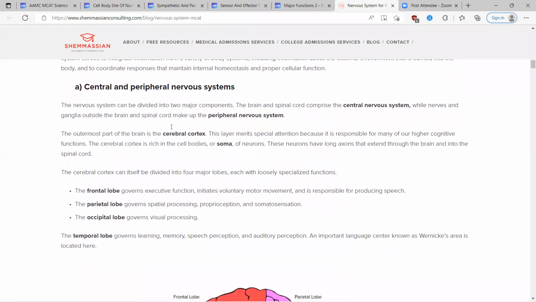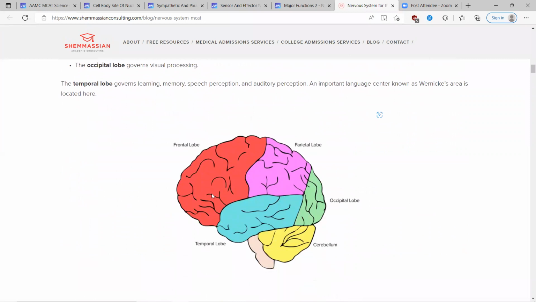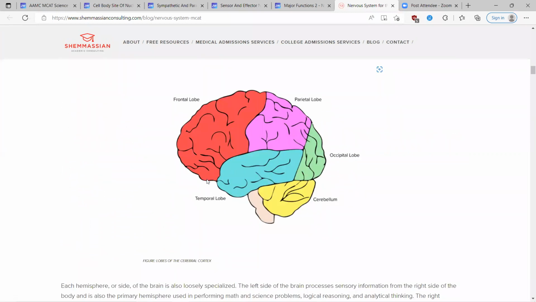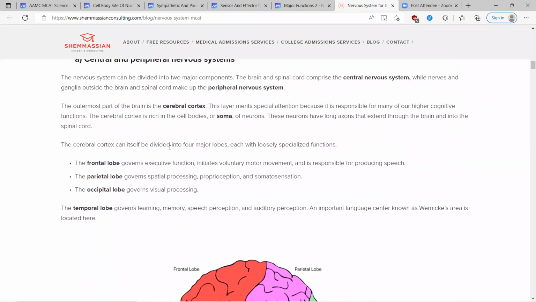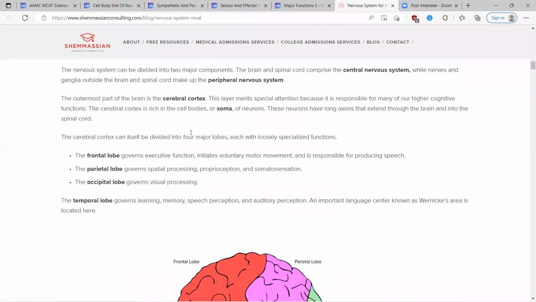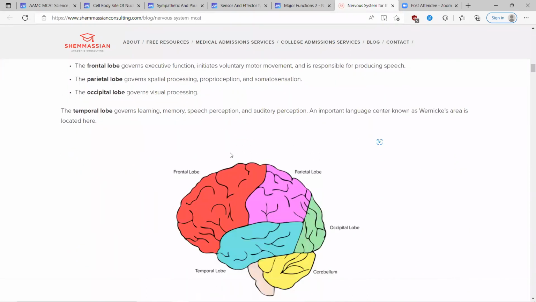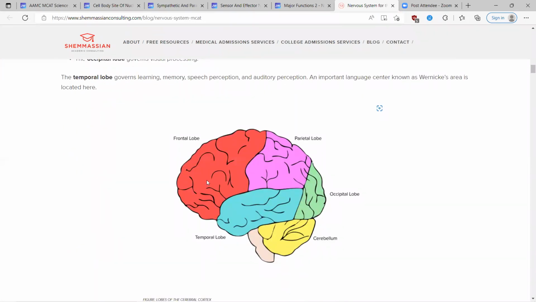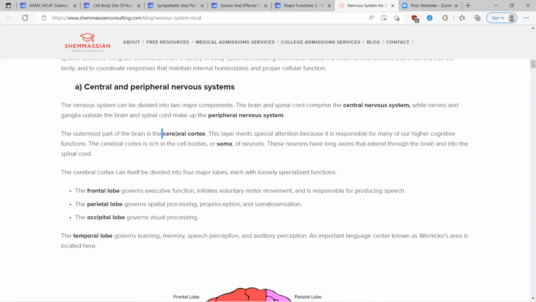So let's talk a little bit more about the central nervous system, right? Obviously we have our brain, and our brain is divided into several different lobes. One thing to understand is that we have these sections, right? You see these little blue sections, the frontal lobe, parietal lobe, occipital lobe, temporal lobe. These are all part of what's called the cerebral cortex, right? This is the outer part.